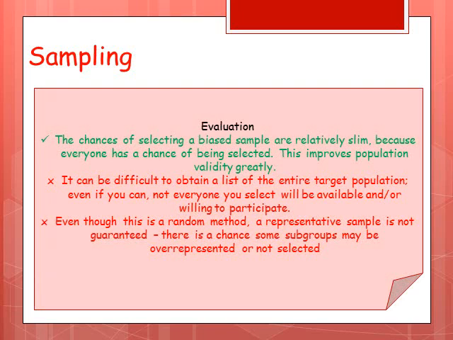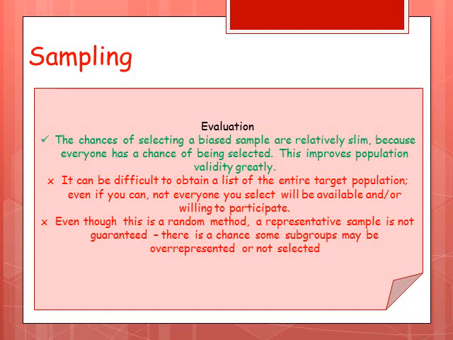So because everyone has an equal chance of being selected, the chances of you creating a biased sample are relatively slim. So therefore, the population validity should be improved. However, it can be very difficult, if not impossible, to obtain the entire target population. So also, if you pull out a name, they might not be willing to take part anyway.